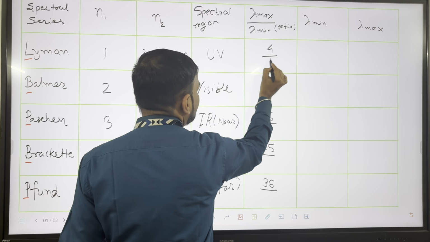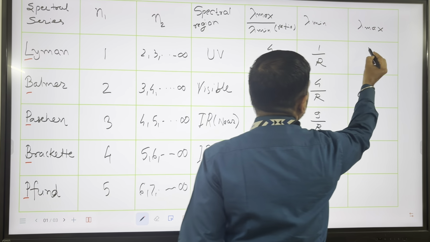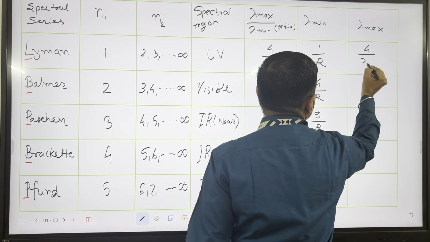Okay. And now simply multiplying that will give you lambda max. Because this is very clear, lambda minimum gets cancelled and you will be getting the lambda max. So simply if you multiply these two, you will be getting the lambda max value for the spectral series. So what would that be? It would be 4 by 3R, then this would be 36 by 5R, then that would be 144 by 7R, that would be 400 by 9R, and finally this is 900 by 11R.